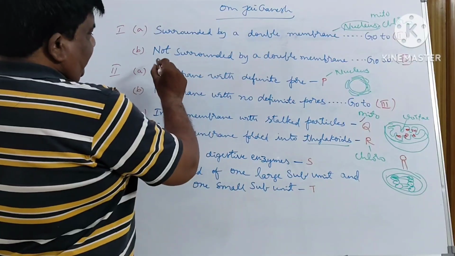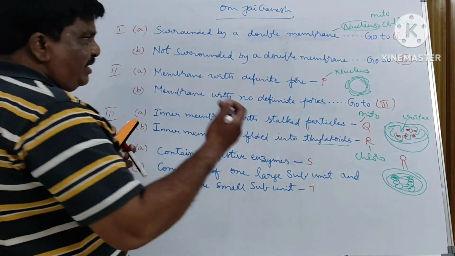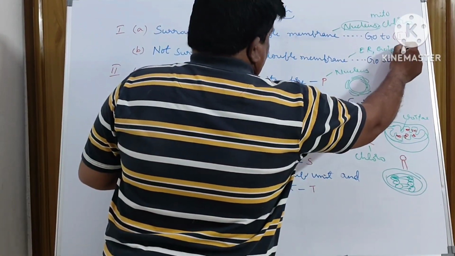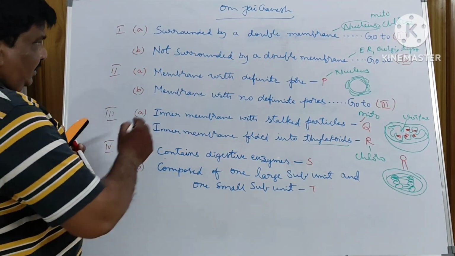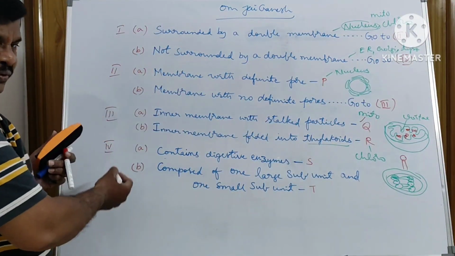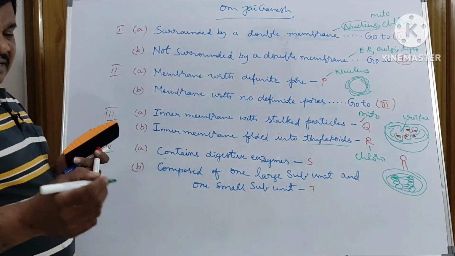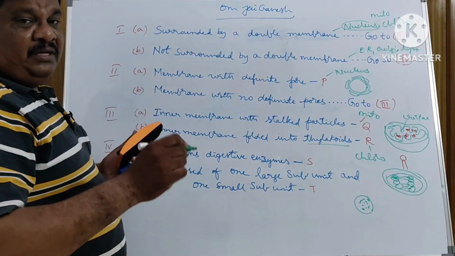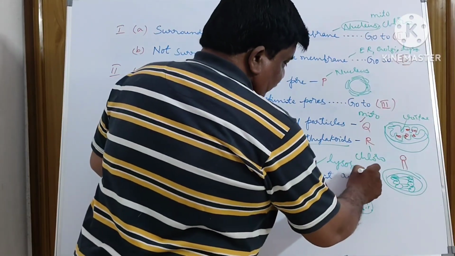Then come to the first Roman. First statement is over. Second statement, not surrounded by double membrane. Here the remaining cell organelles are not surrounded by double membrane. They may be endoplasmic reticulum, Golgi complex, lysosomes, and so on. So in that, not surrounded by double membrane, go to 4. We have to go for the fourth Roman. Here in the fourth statement, A contains digestive enzymes. The cell organelle which contains destructive hydrolytic enzymes or digestive enzymes which help in cellular digestion is nothing but lysosome. S is nothing but lysosomes.